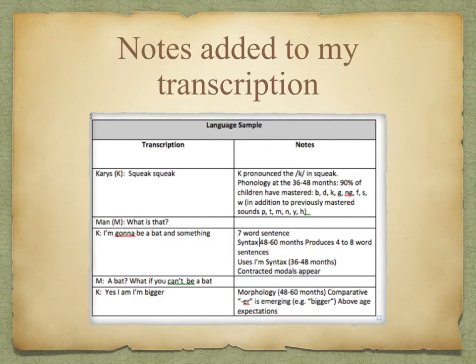Her last utterance that I transcribed in the first 21 seconds was, "Yes, I'm bigger." This is morphology at 48 to 60 months, where she used the comparative -er ending, or a suffix, which was emerging, and I made a note that it was above age expectations.